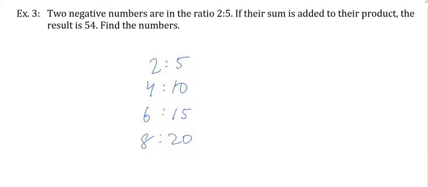Was that too fast? Think about what a ratio is. It's not saying I have 2 of something and 5 of the other. It's saying that's the ratio. For every 2 chocolate bars, I got 5 suckers when I went trick-or-treating. That's what it means. For every 2 of these, I have 5 of these.